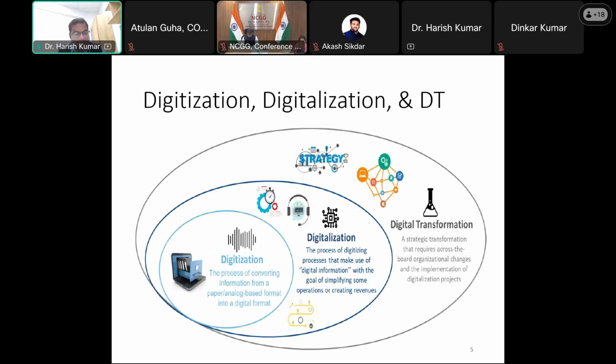But let me clarify with three keywords here: digitization, digitalization, and digital transformation. When we started the computer era in the 1990s or before that, we were focusing on a paperless working culture, right? All the data should be in the form of memory, in the hard disk, in storage in computers or maybe other devices.